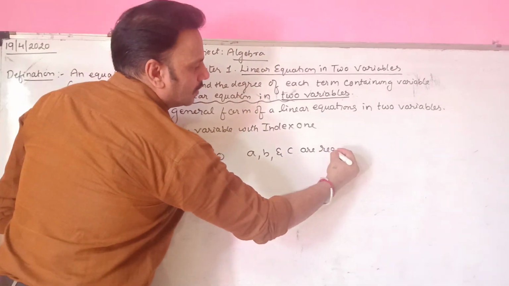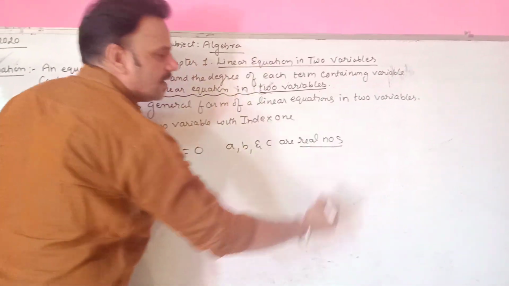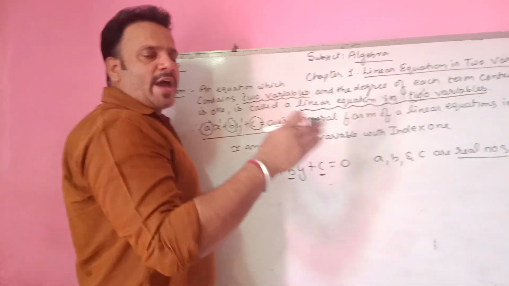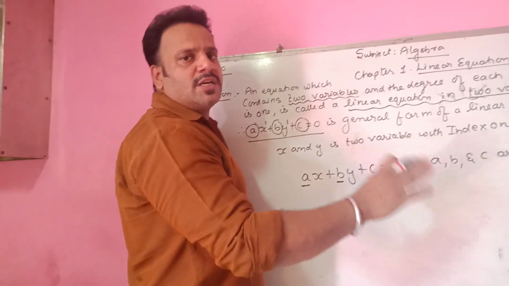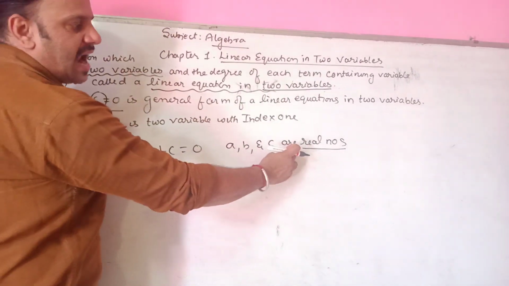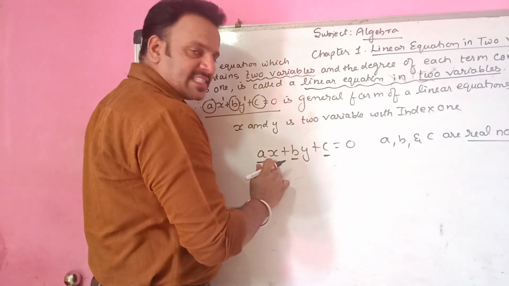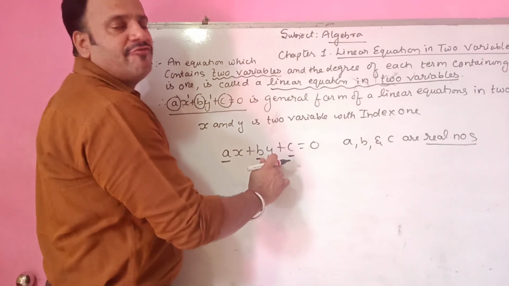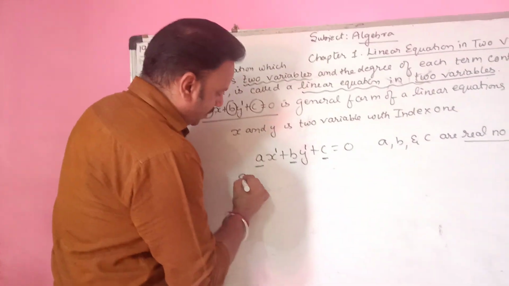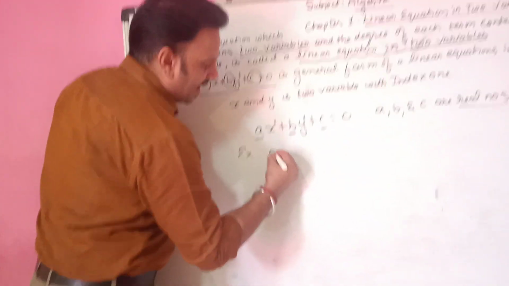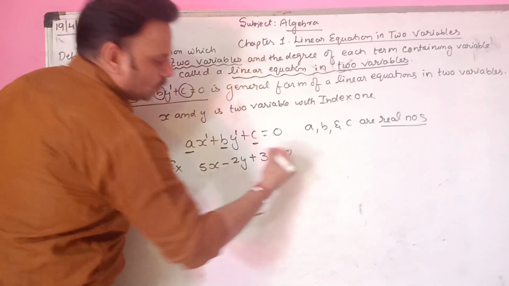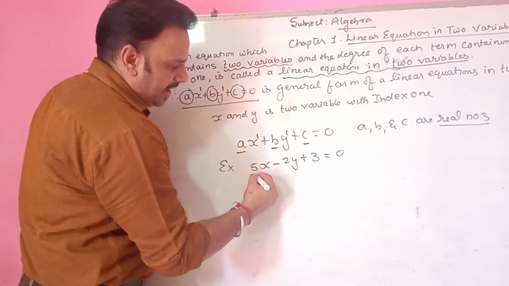are real numbers. Now what do you mean by real number? Real number means any number, which can be positive, negative, in square root form, square form, any number is called a real number. So here a, b and c are the real numbers and x and y are the variables with the index 1.